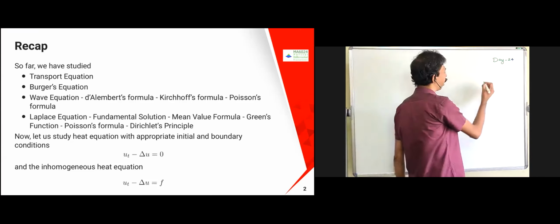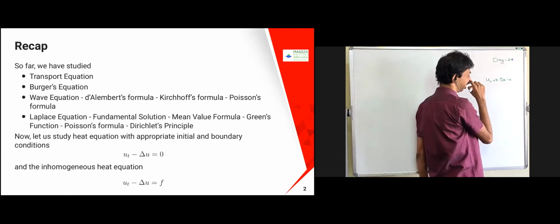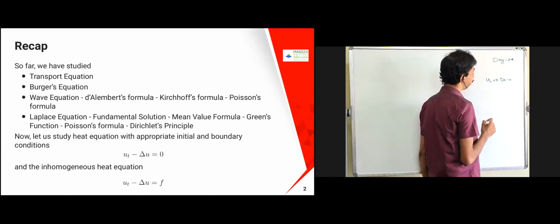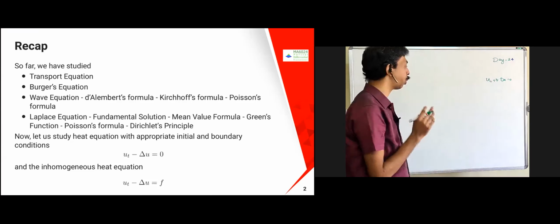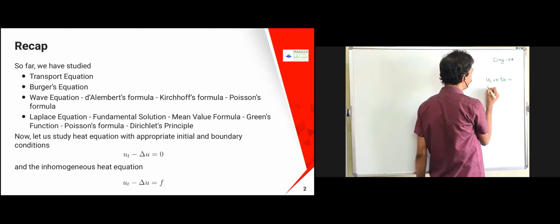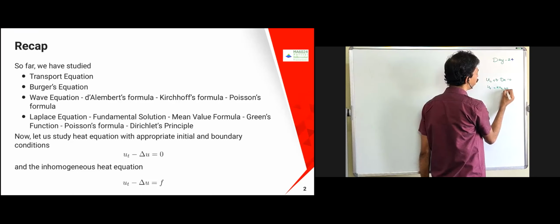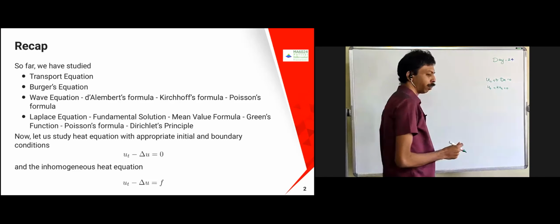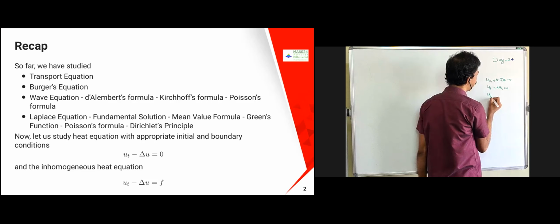One is u_t plus b dot Du. What is this equation? Transport equation, yeah. And then also we have studied u_t plus u u_x equal to 0. So this is called Burgers' equation.